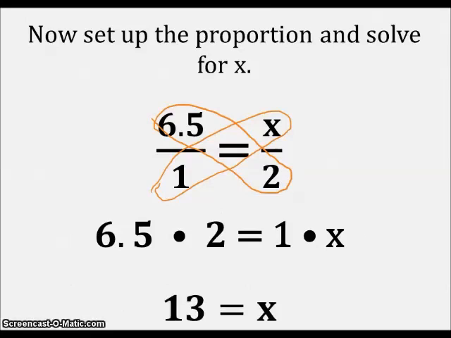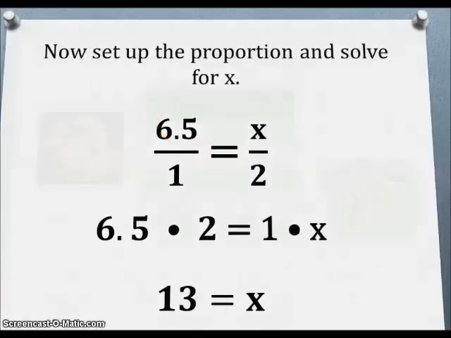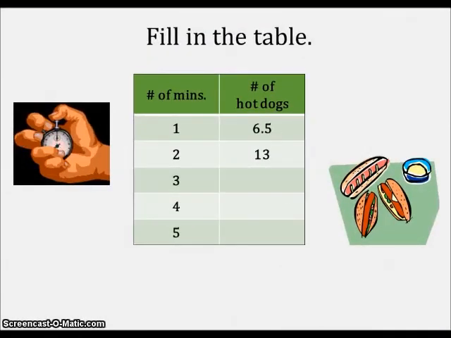So x equals 13. What was x? X was our mystery number, the number of hot dogs we were looking for. And so we just plug that back into our table. Instead of x, we put in 13. All right, so we want to know 3 through 5.